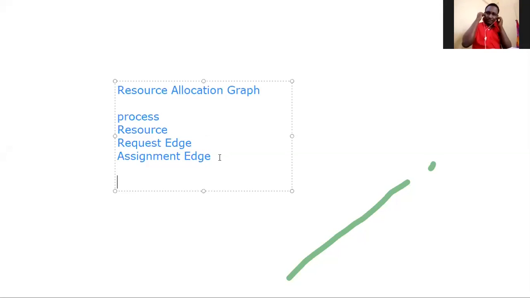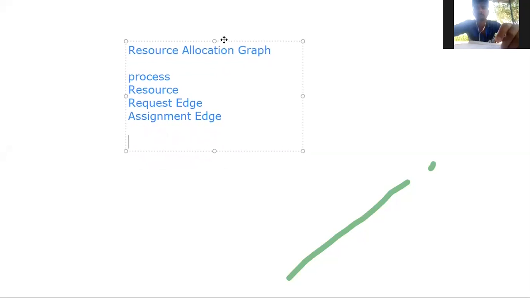Another one is called the assignment edge. The assignment edge is nothing but if a particular resource is assigned to a particular process, that should be represented by the assignment edge. So one process can request one resource through the request edge, and one resource can be assigned to one process through the assignment edge. Now I am going to represent this.